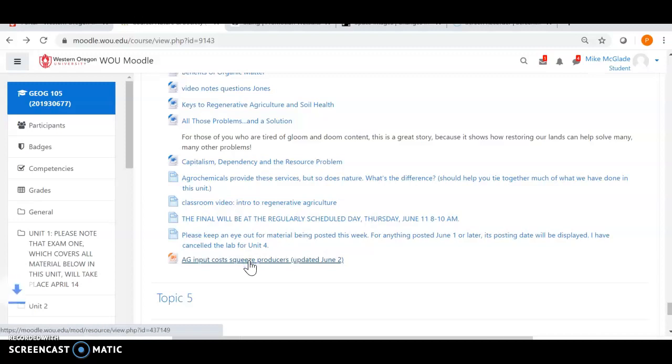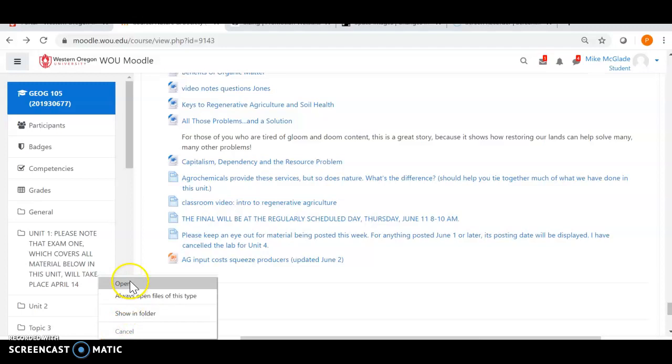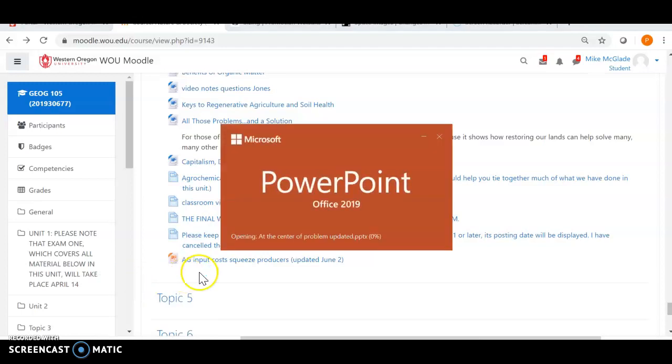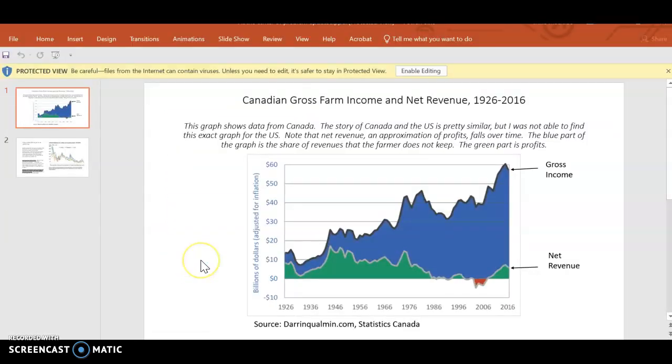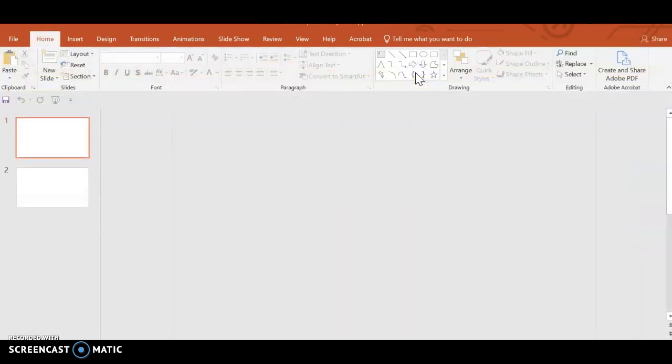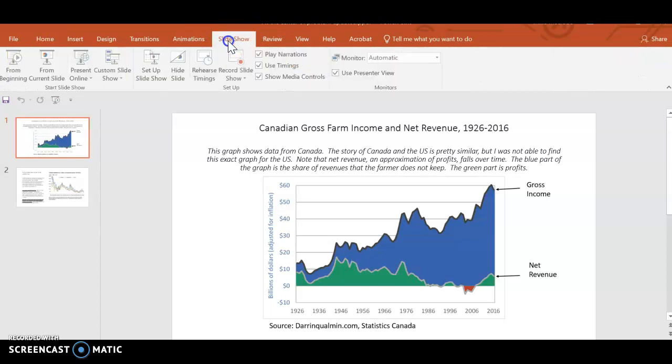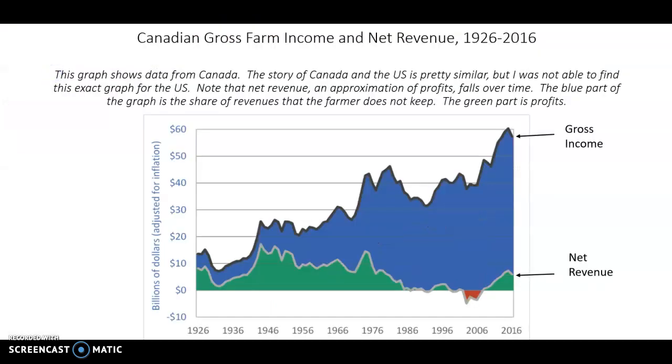So if you just click on that, you'll get to that file, and it's got two parts I want to have you look at. One of them is this slide that shows Canadian gross farm income and net revenue, 1926 through 2016. This graph shows data from Canada.